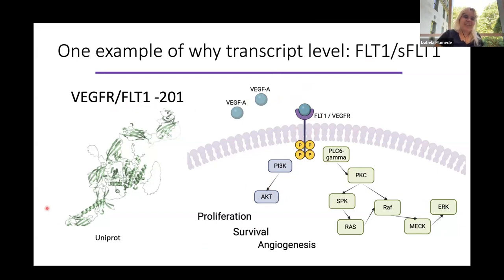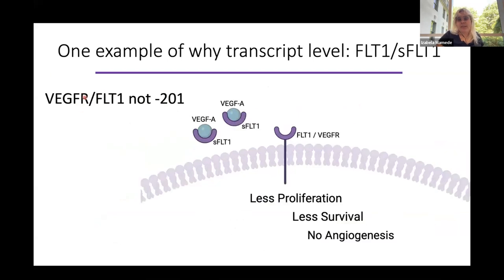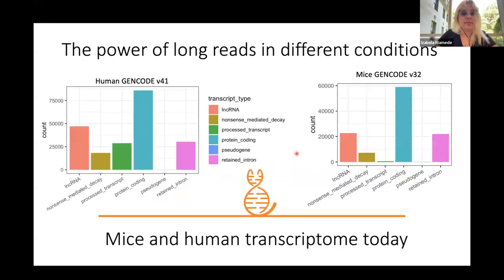The problem is that this is not the only protein related to the VEGF region. This is only the 201 transcript. FLT1 has many transcripts, six of them being protein coding. When you have an FLT1 isoform that is not this 201, it doesn't have the receptor part, so it sequesters the VEGF before it connects to the membrane. In this cell, you're going to have less proliferation, less survival, and no angiogenesis. With this kind of data, if you did an analysis only at the gene level, you would see a lot of VEGFR expression and wonder, why is there no proliferation, no survival, and no angiogenesis? It's because that isoform is not the one that has the receptor, so it doesn't produce the phenotype normally associated with the receptor.